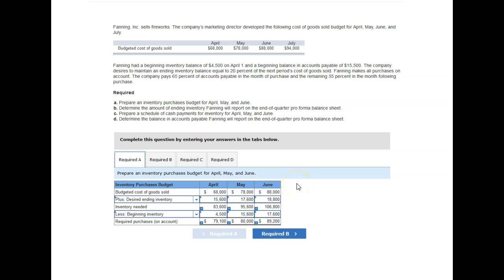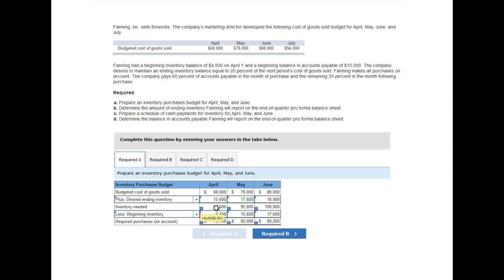And so, where does this $15,600 come from? Well, 20% of the next month's cost of goods sold. So 20% of May's cost of goods sold, and I'll check it on my calculator, 78,000 times 0.2, there's 15,600. So this 15,600 is 20% of May's cost of goods sold, the next month. I'm going to go ahead and go straight down this way instead of going across again. So we need to have a total of $83,600 of inventory.